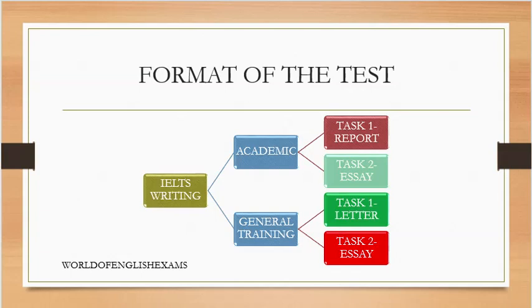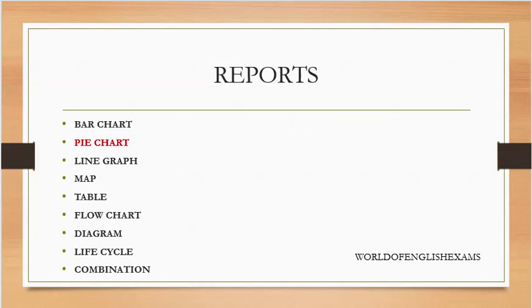So now let's get started with the types of reports, and then I'll tell you how to write a pie chart. The various kinds of reports that you have to prepare while preparing for your academic writing test are bar charts, pie charts, line graphs, maps, tables, flow charts, diagrams, life cycles and combinations.